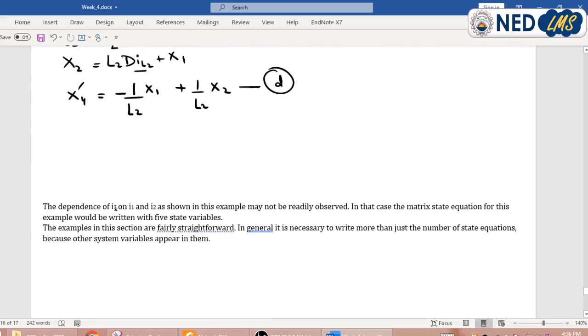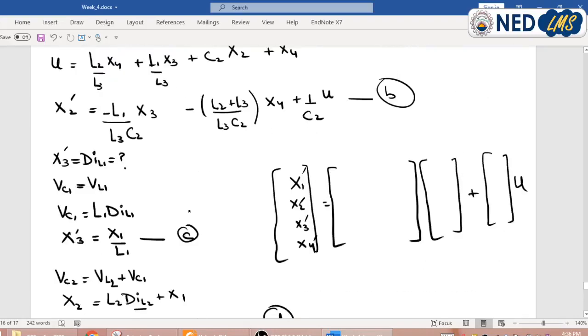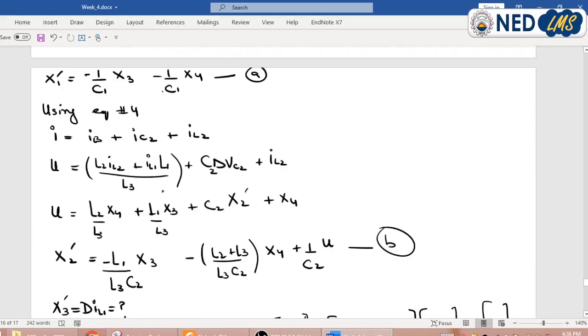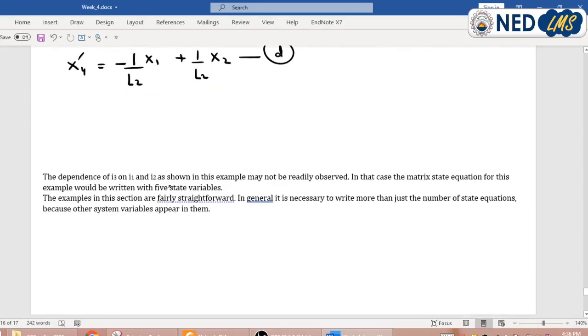The dependency of I3 on I1 and I2 as shown in this example may not be readily observed, or we can say that it cannot be easily observed. In that case, the matrix state equation for this example would be written with 5 state variables. If anyone could not readily see this linear independence or dependence, then he may take 5 state variables. So that fifth equation will be of no use, but we will get all 4 important state variables.